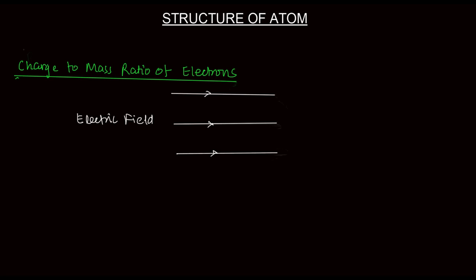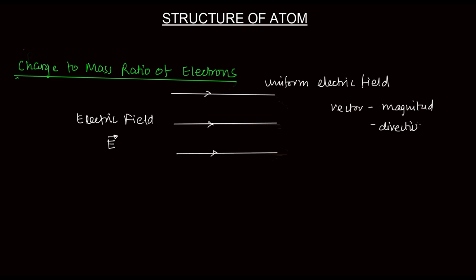So electric field is represented by a line, right? The field that I have shown you, the parallel lines equispaced, that represents a uniform electric field. This is a uniform electric field. And this electric field is a vector. What is a vector? A vector is something that has got a magnitude as well as a direction, right? It is represented something like this, and it is named by a small letter with an arrow over it, indicating that this is a vector.